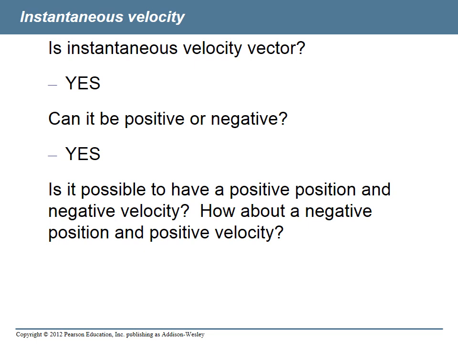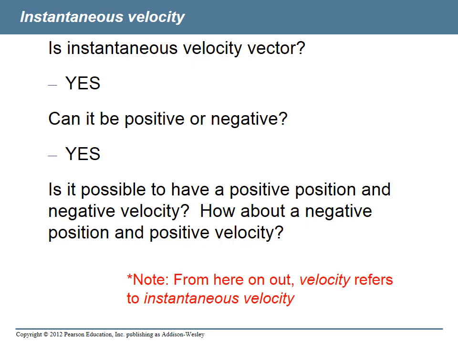How about a negative position and a positive velocity? Well, if it can have a positive position and negative velocity, it can also have a negative position. It can be located in the negative range and have a positive velocity. So both of these are true. From here on out, velocity is going to be referred to as the instantaneous velocity. So if I say velocity, I mean instantaneous velocity. I'll explicitly say average.